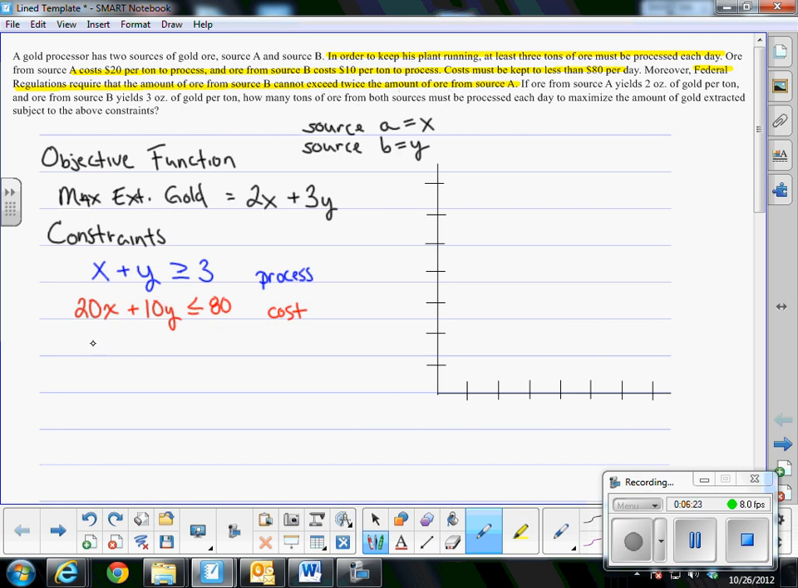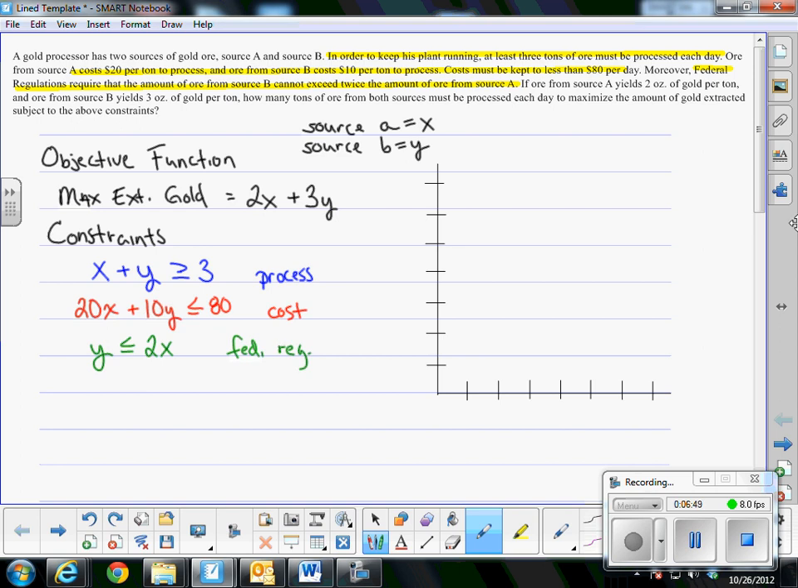It says the ore from source B cannot exceed twice the amount of ore from source A. So B, which is our Y value, I'll do this in green, our Y value has to be less than, it cannot exceed, so less than or equal to, twice the amount of what we get from source A, so 2x. And this is our federal regulation.